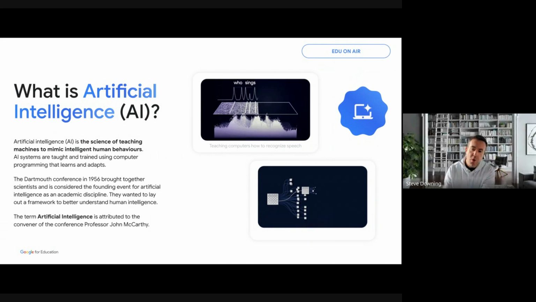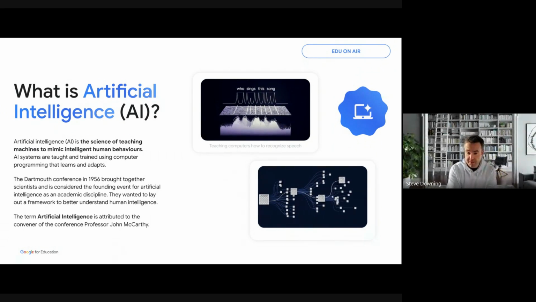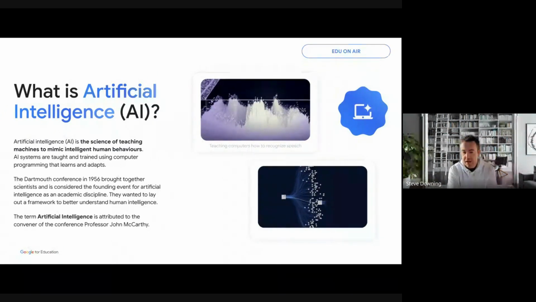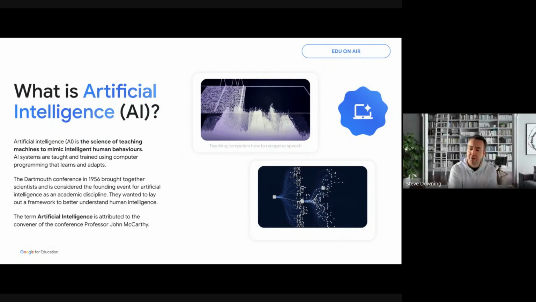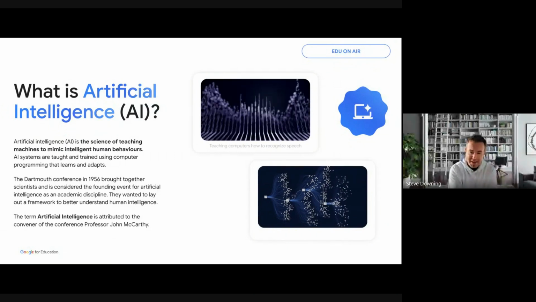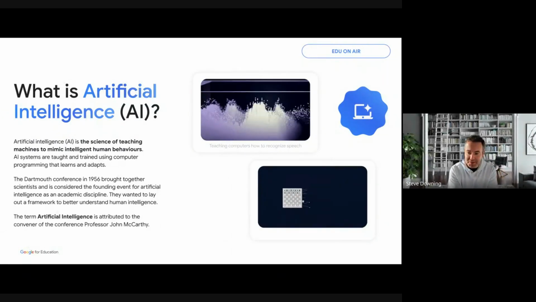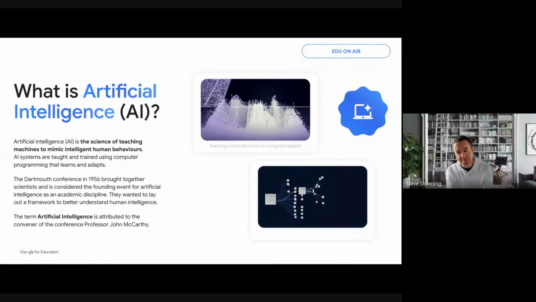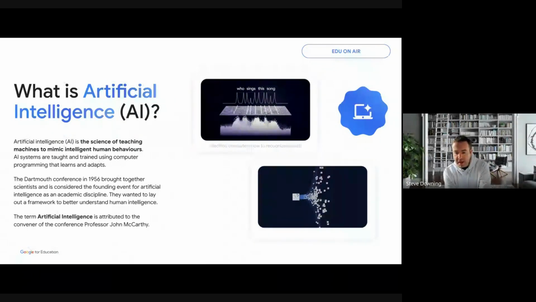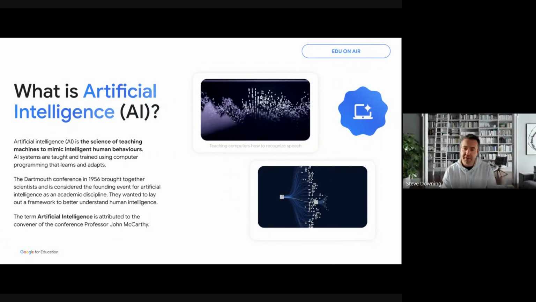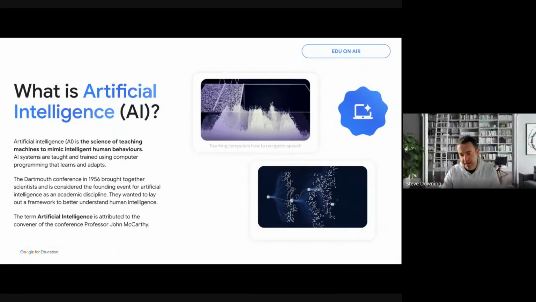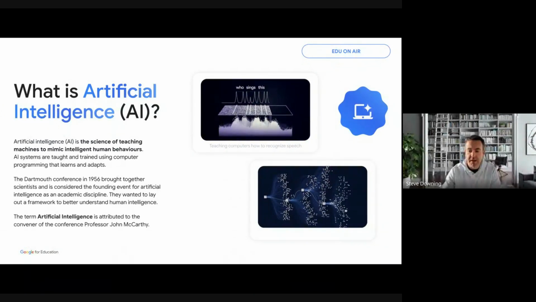And so actually, if we go all the way back to 1956, the Dartmouth Conference brought together scientists to discover AI. And we can consider this the founding event of AI as an academic discipline. So compared to many academic disciplines, it is still in its infancy, but it's probably more established than many people might believe. And actually, it's not a field in its own right. It's a very interdisciplinary field. It's combining computer science with so many other disciplines.